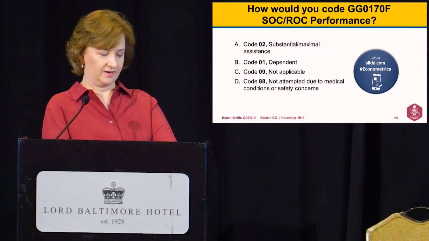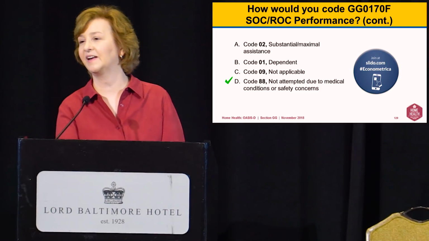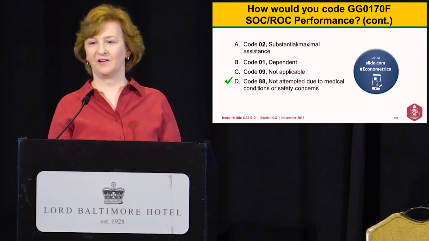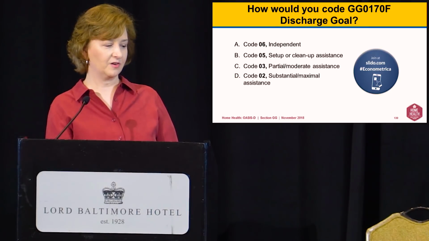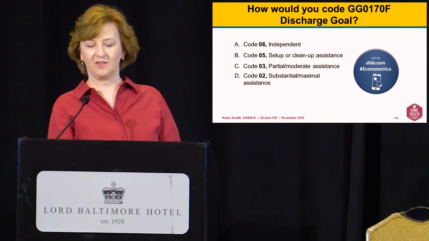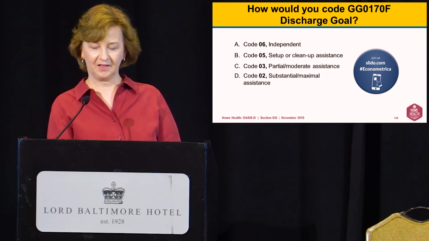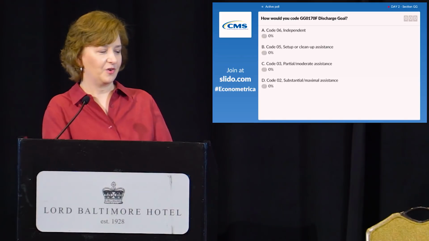Looks like we've got, okay, most people have provided the answer, 88. I do agree with that. In this instance, this patient did not get on and off a toilet, and so the activity did not occur. They did say the goal was that the person would be able to get on and off the toilet. I think it was by herself. How would you code that?